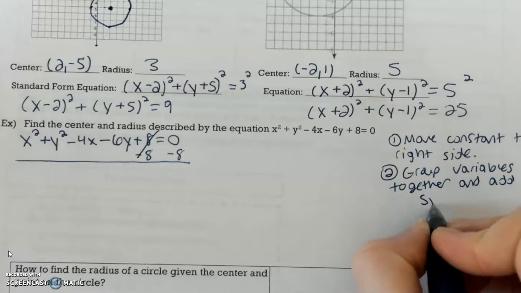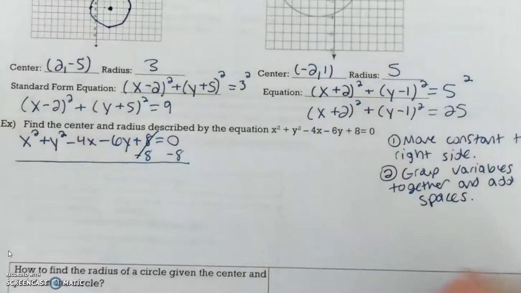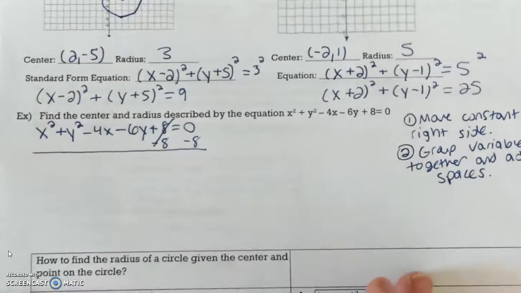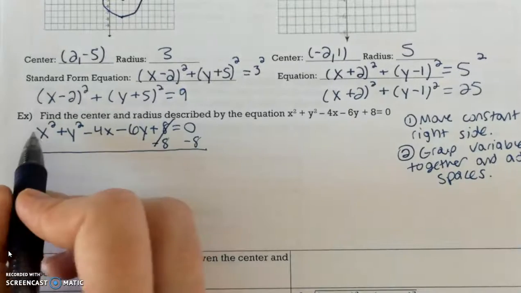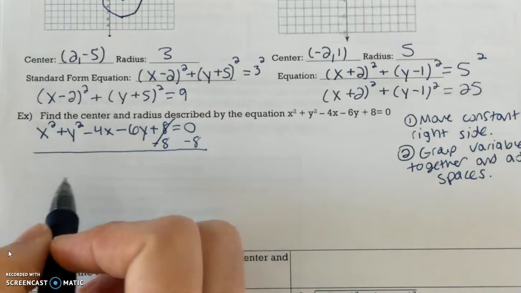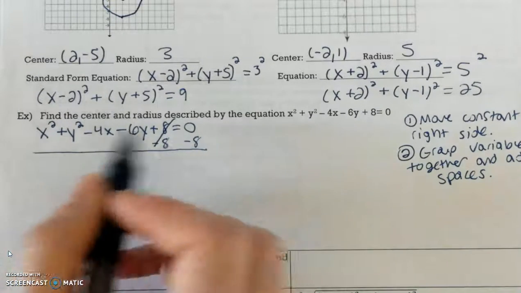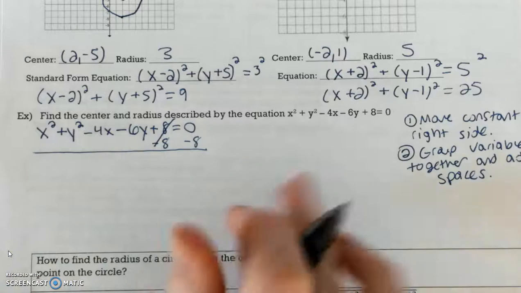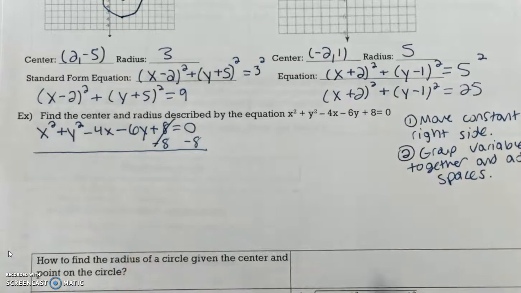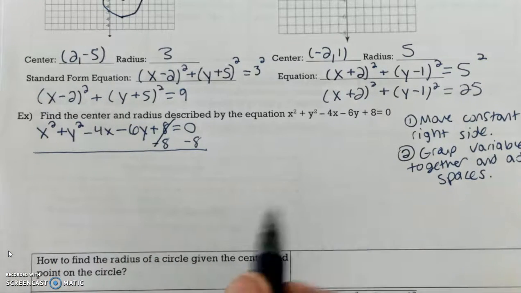And add spaces to my equation. Group variables together and add spaces. So by group variables together, I mean I'm going to put the x values together and add a space in my x group, put the y's together and add a space, and then I'll add 2 spaces to the other side, right? Because what I do on one side, I must do on the other.